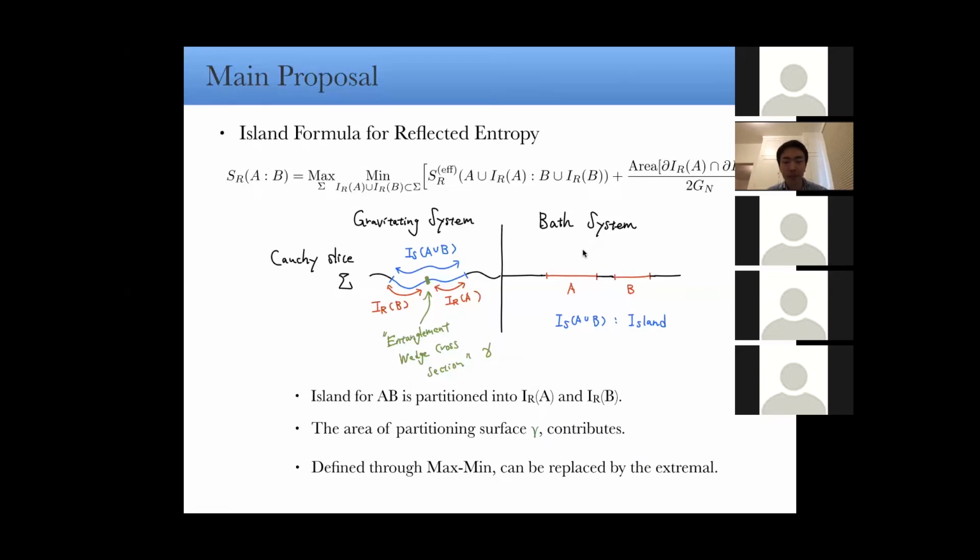And we also add the area term, which is the area of this entanglement cross-section gamma. And then we extremize this sum of these two terms.